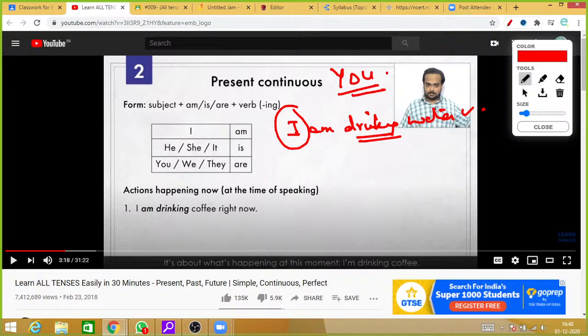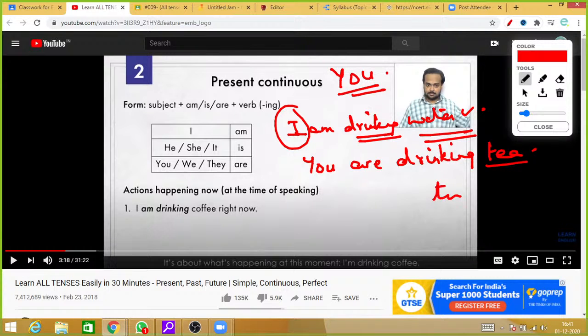What will the sentence look like when you are drinking tea, or you are drinking coffee, or you are drinking water 2 times a day or 3 times a day. I don't want that to be qualified. I'm just talking about what you are doing now. So you are drinking tea now. You are studying now.